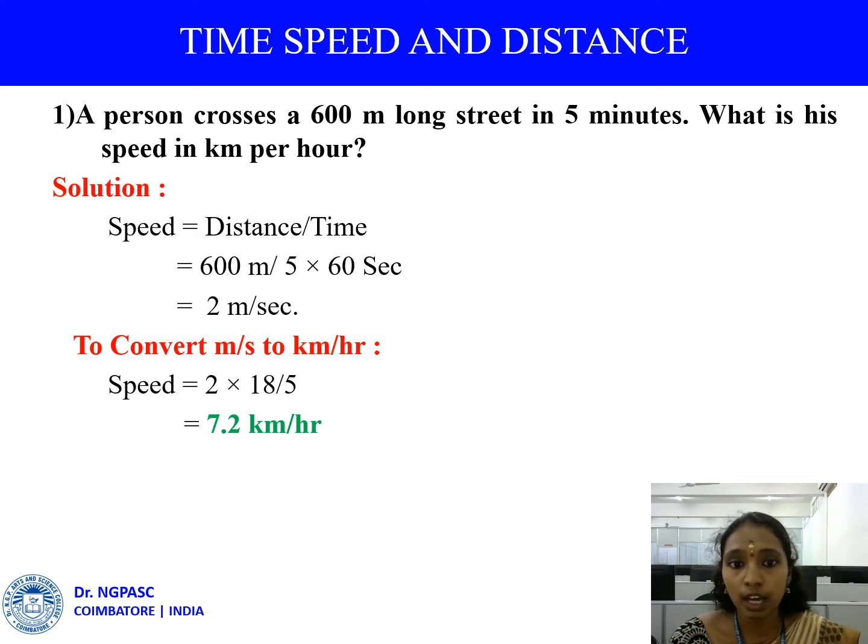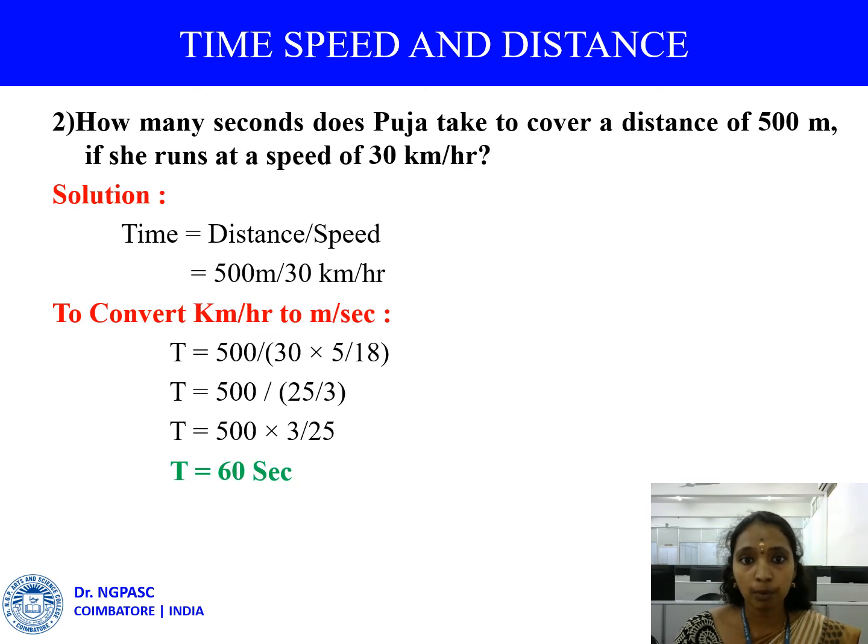So if we calculate 600 meter divided by 300 second, we get the answer as 2 meter per second. To convert meter per second to kilometer per hour, what is the conversion formula? Into 18 divided by 5. So 2 into 18 divided by 5 is 36 divided by 5, which is equal to 7.2 kilometer per hour.